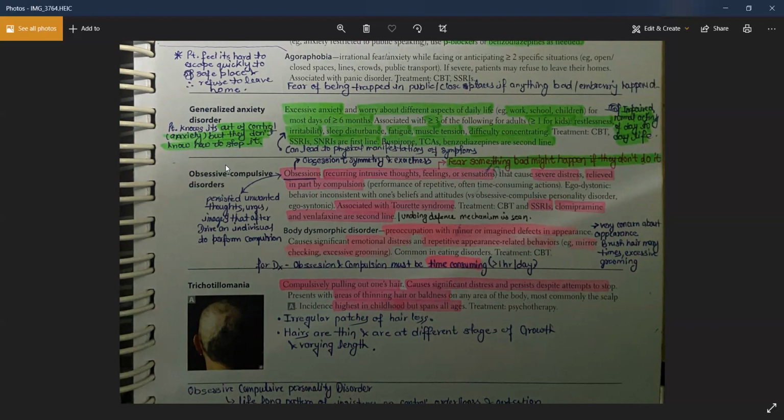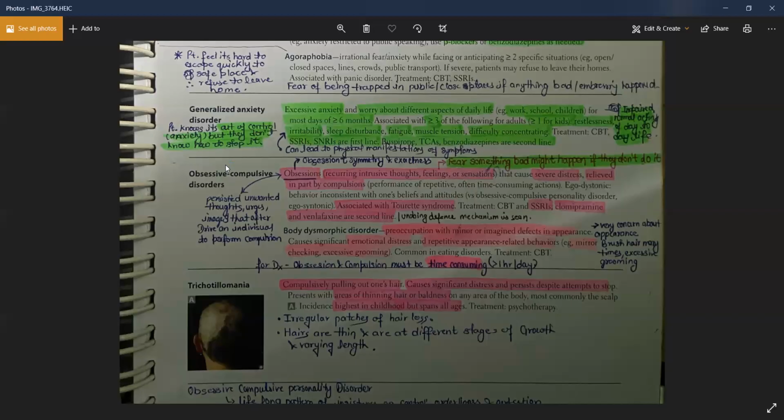Okay, it could be an obsession with symmetry. It could be an obsession with the fear of germs. It could be an obsession with some kind of fear of getting damage, a fear of getting a blast, a fear of getting robbery. So it could be fear of anything. They will have these intrusive thoughts.